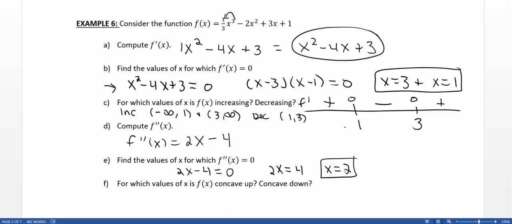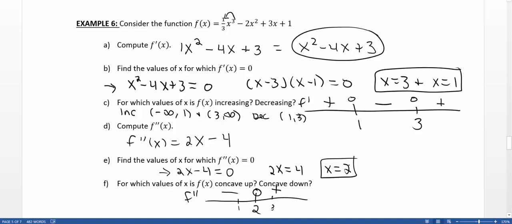Part F says, for which values of x is f of x concave up and concave down? So again, what we can do is look at what's happening around 2, because we know at 2, the second derivative is 0. So we likely are changing whether it's positive or negative. So we want to test something a little to the left of 2, say 1. If we plug a 1 into the second derivative, that's negative. We also want to test something a little to the right. If we plug a 3 into the second derivative, that's going to give you positive 2.